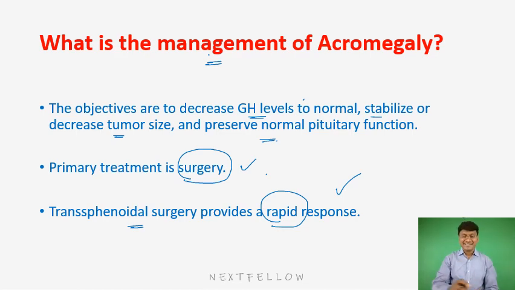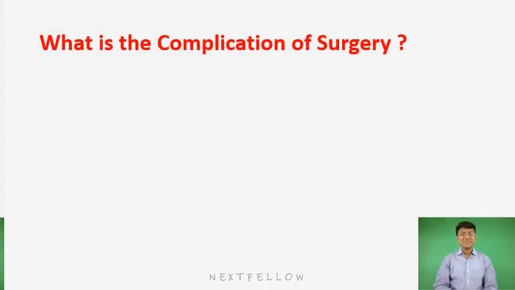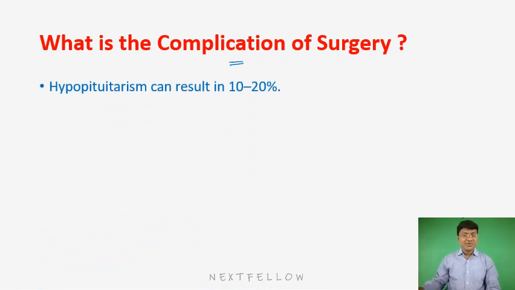Then followed by that, what will be the complication of surgery? See, what are you doing in this surgery? You are doing transsphenoidal surgical resection of the pituitary. So almost 10 to 20% of individuals will develop hypopituitarism. This will be the complication of the surgery.